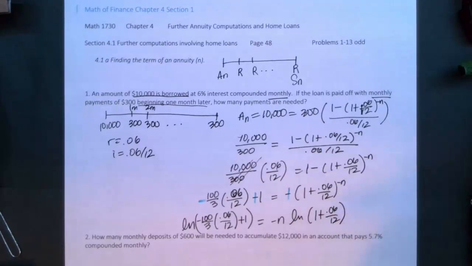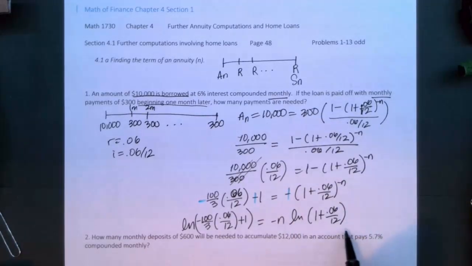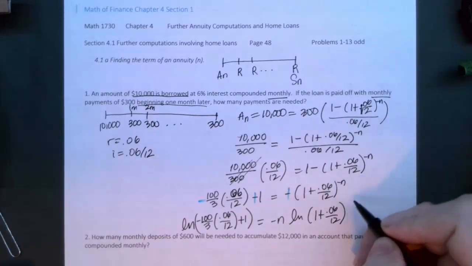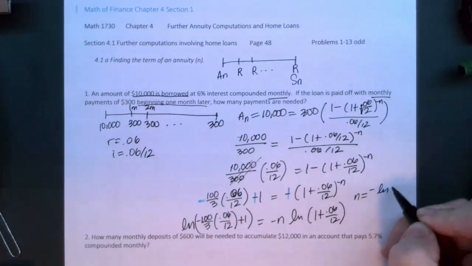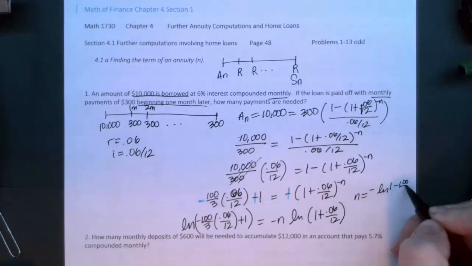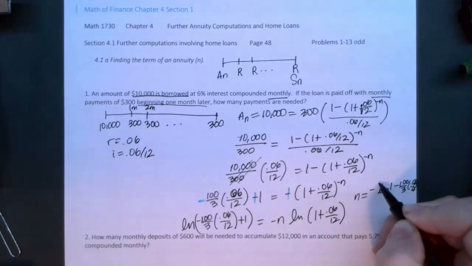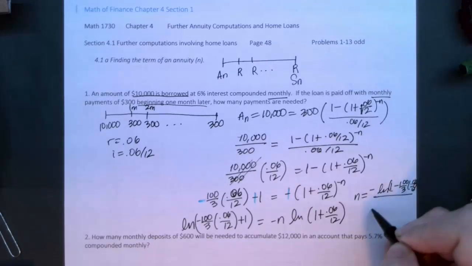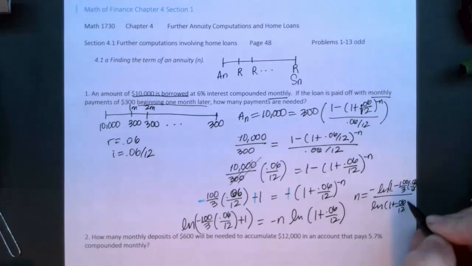That's why you had that review problem. Okay, so then to get n, we're just going to divide by the natural log of 1 plus 0.06 over 12, and that's going to be the negative. So then n is going to equal negative natural log of 1 minus 100 over 3 times 0.06 over 12, all over the natural log of 1 plus 0.06 over 12.